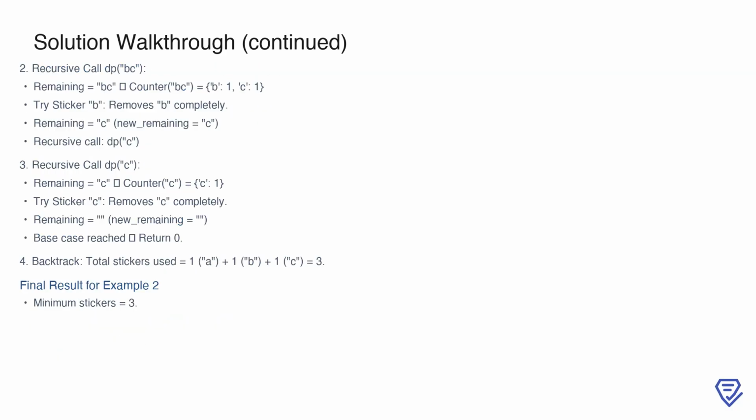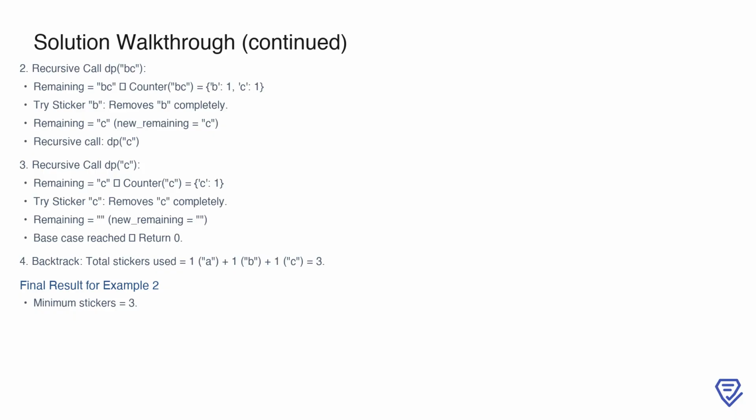In the recursive call for BC, the remaining letters are B and C. We try the sticker B, which removes the B completely, leaving C as the new remaining target. This leads to another recursive call for C. In this next recursive call, the target is reduced to just C. Using the sticker C, we remove the final character, leaving an empty target.